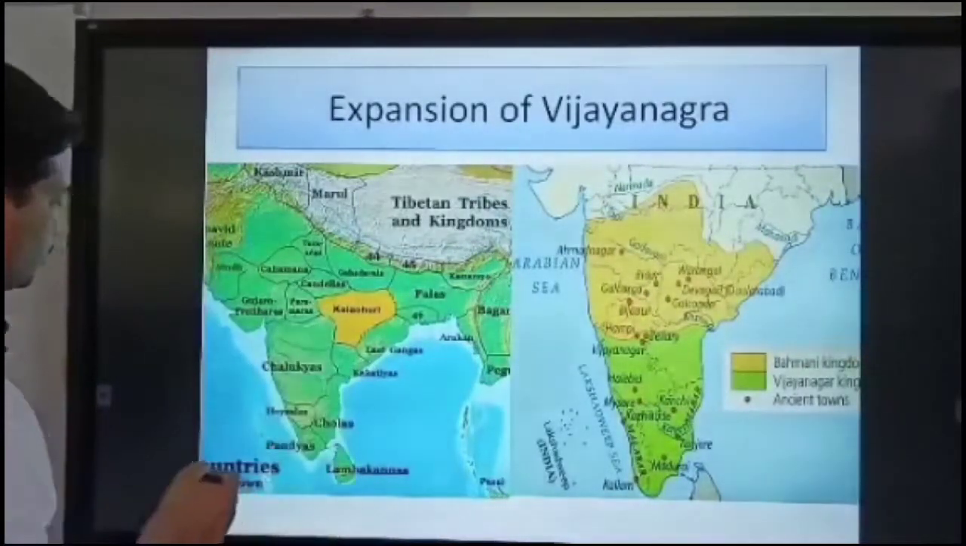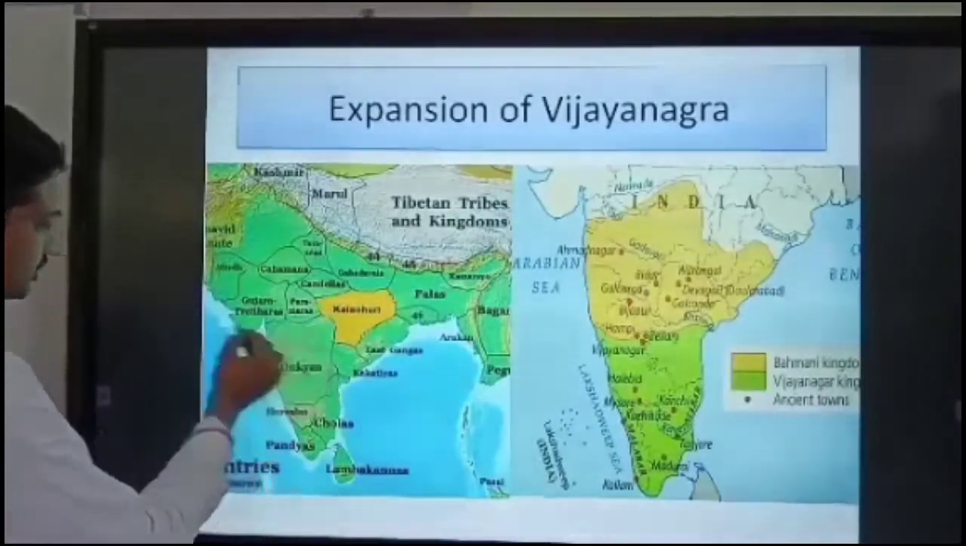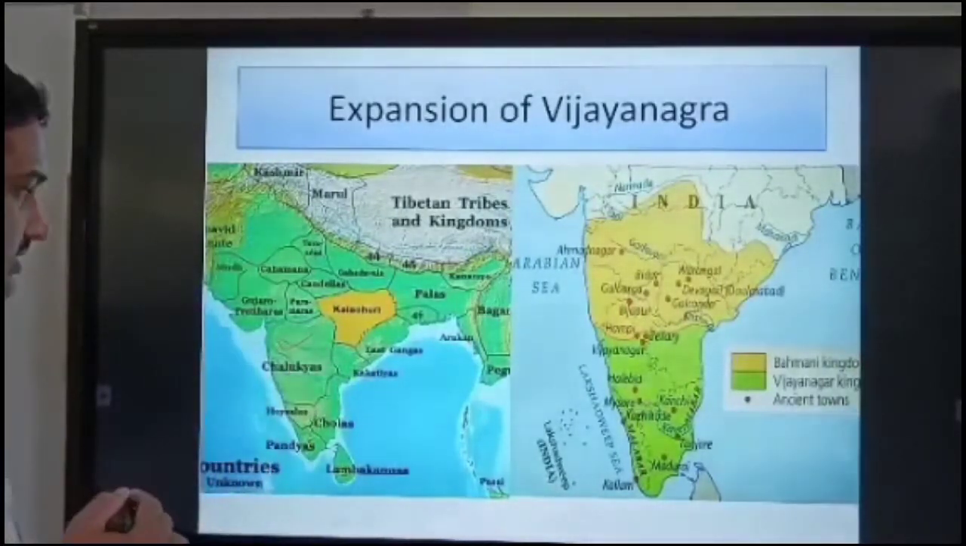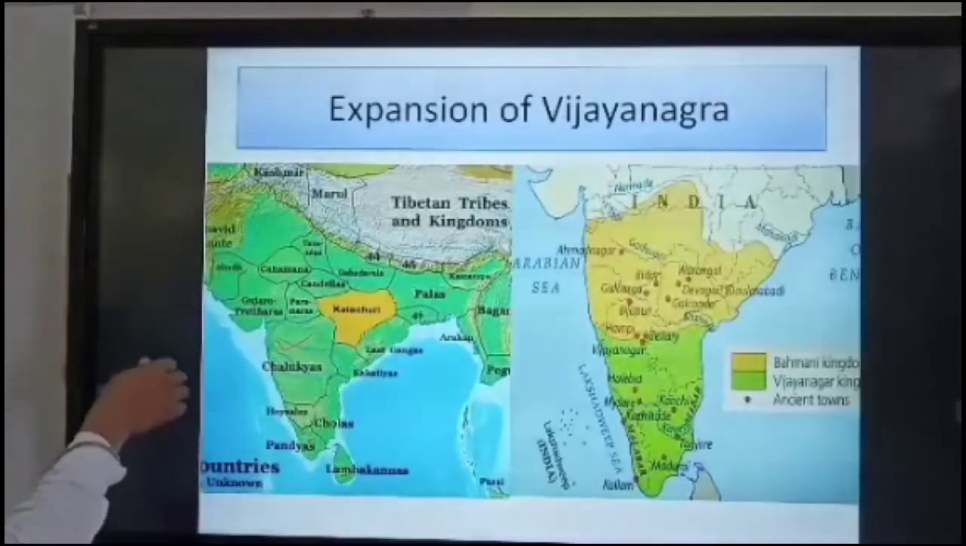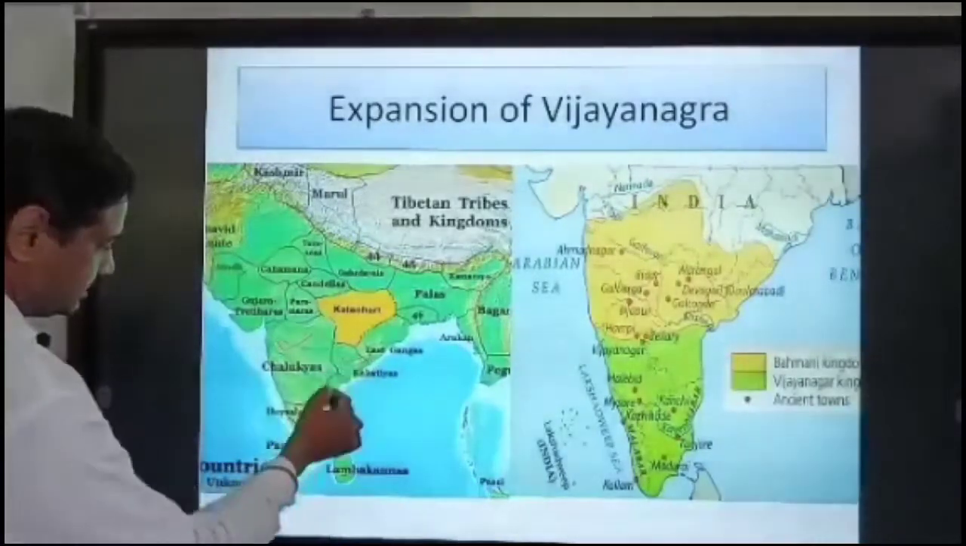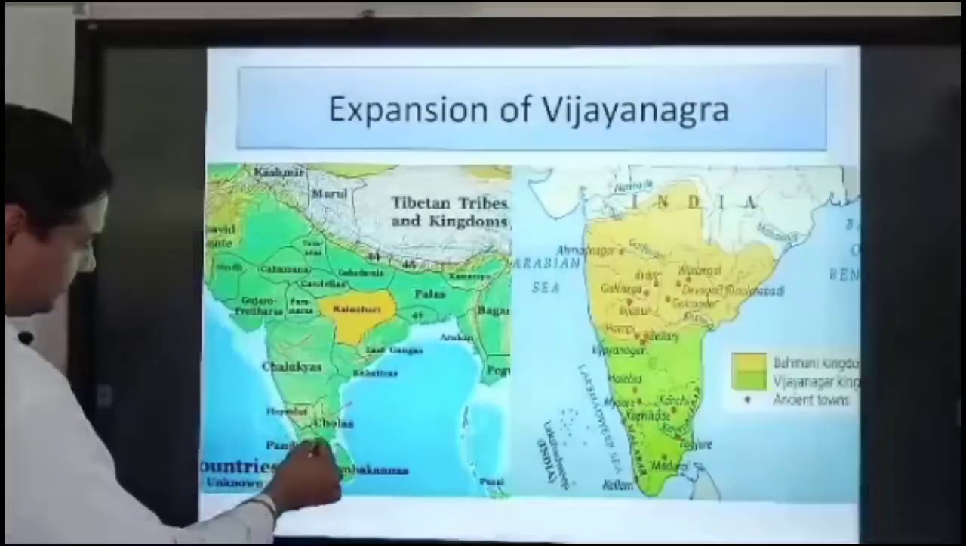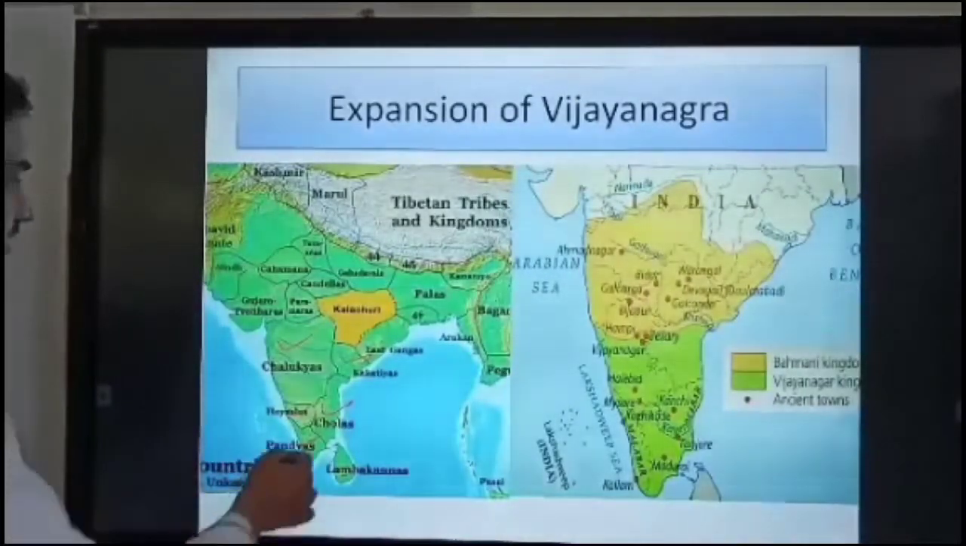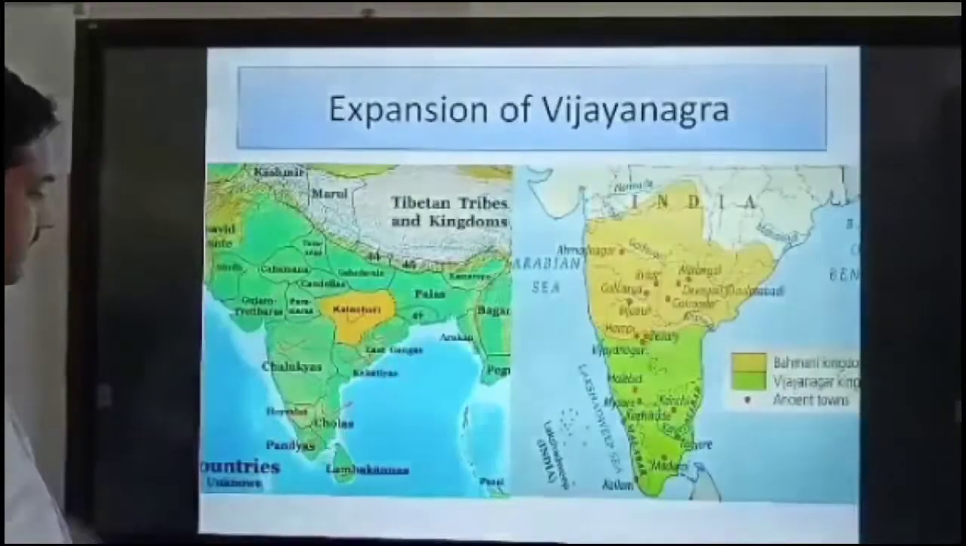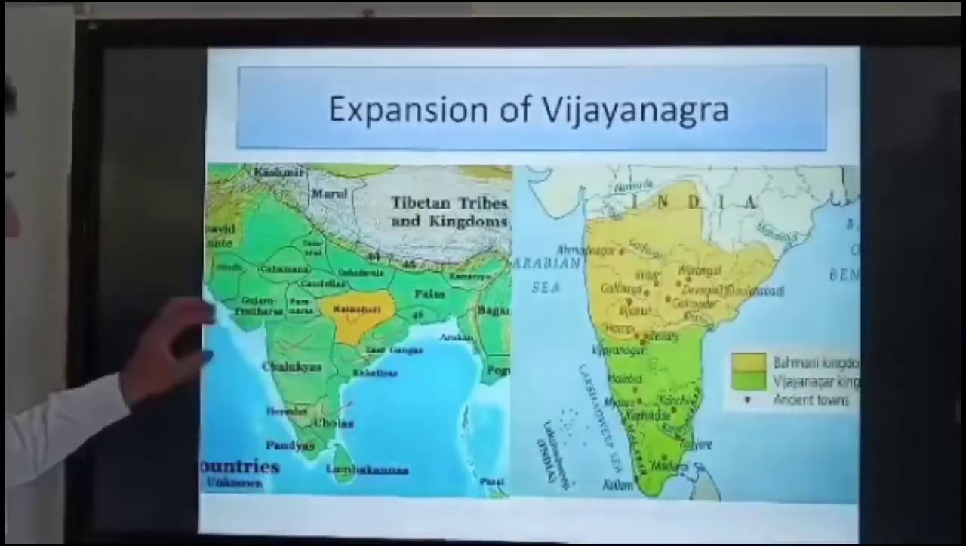Before Vijayanagara there used to be the kingdoms of Chalukya, because Harihara and Bukka Rai used to be ministers under the rulers of the Chalukya dynasty, Kakatiyas, Cholas, Hoysalas and Pandyas, and East Ganga and Kalachuri. These used to be the rulers in South India.